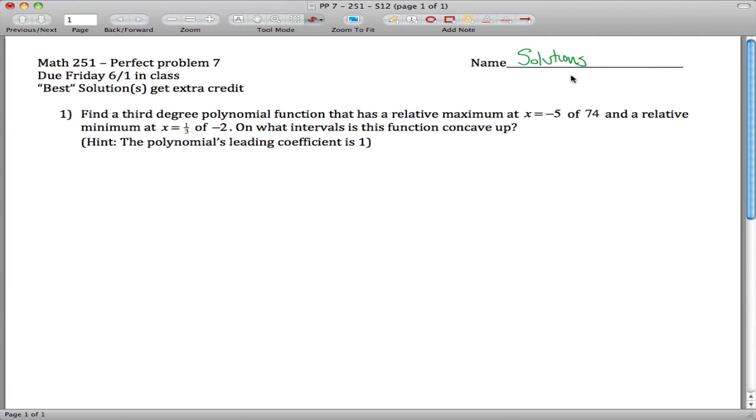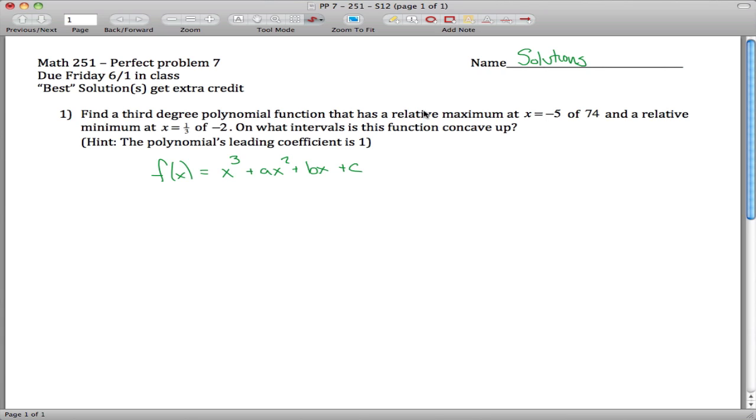All right, perfect problem 7 solutions. What we got here, we're given a third degree polynomial function whose leading coefficient is 1. In other words, f of x is equal to x cubed, 1x cubed, maybe plus ax squared plus bx plus c, something like that. We need to figure out what a, b, and c are.